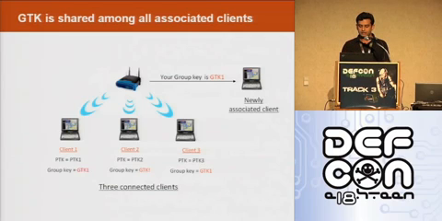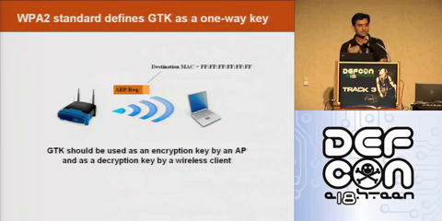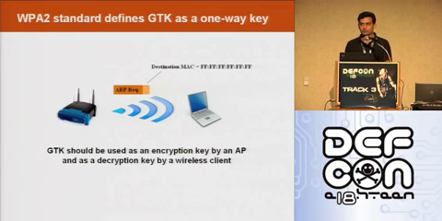So, which means by design, GTK is going to be used as a one-way key. The access point is going to use it for broadcast traffic encryption, and all client devices are going to use it as a decryption key. And that's how the software in the access point and clients is programmed.